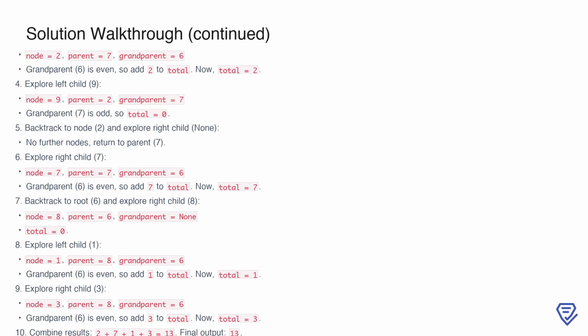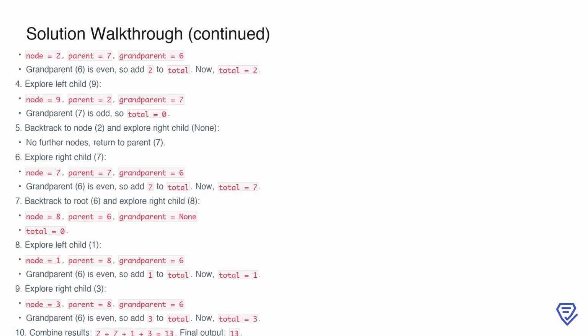Then, we explore the left child of node 8, which is node 1. With a parent of 8 and a grandparent of 6, we see that the grandparent is even, so we add 1 to the total, making it 1. Finally, we move to the right child of node 8, which is node 3.